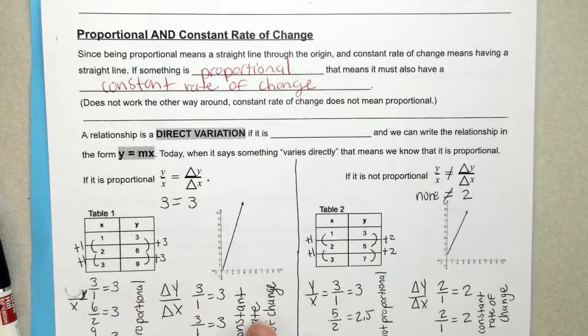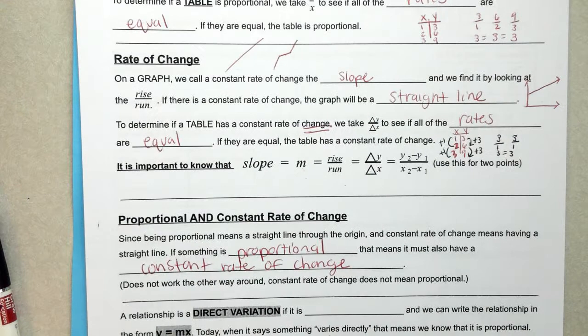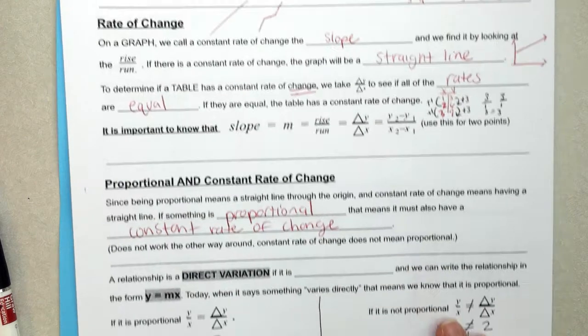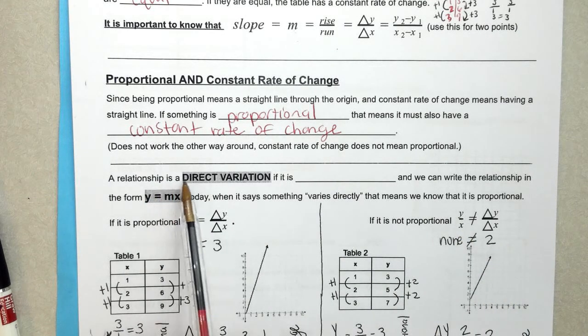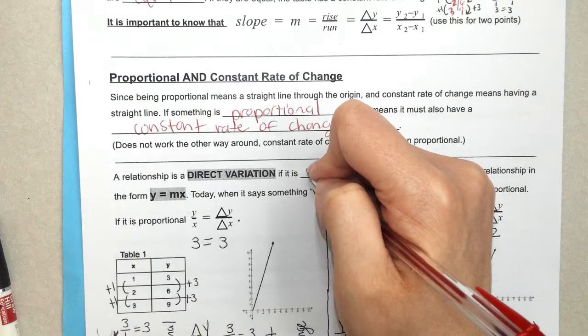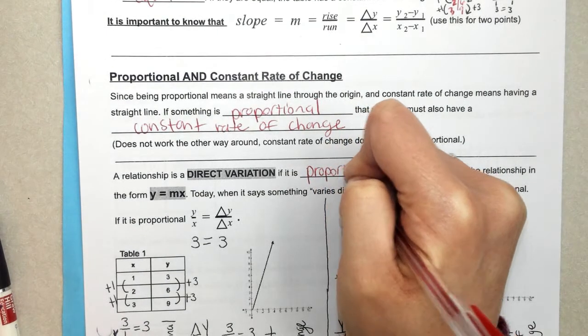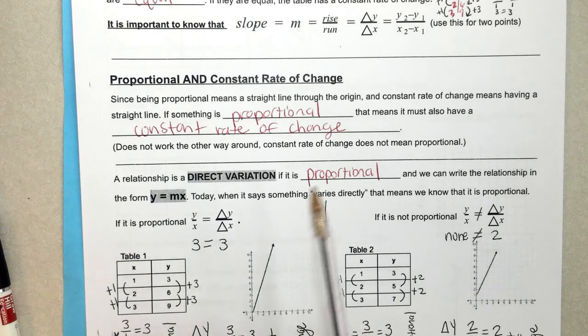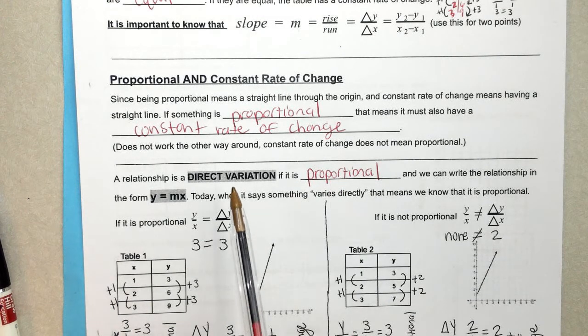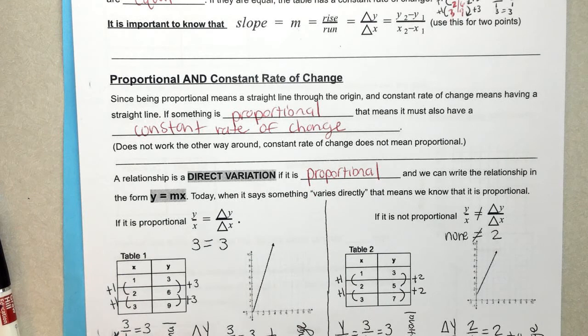New part for today is a direct variation. So from before, we knew multiple ways of talking about rate of change. We learned all of these so far. Now we're talking about a new way of discussing proportional. So if a relationship is a direct variation, it is proportional. That means anytime you see something that is proportional, it is a direct variation. If you see something that is not proportional, it is not a direct variation.